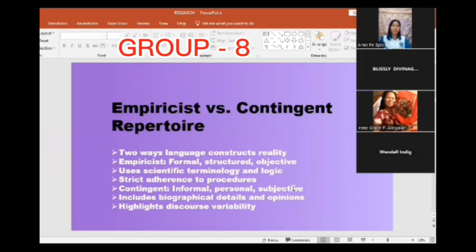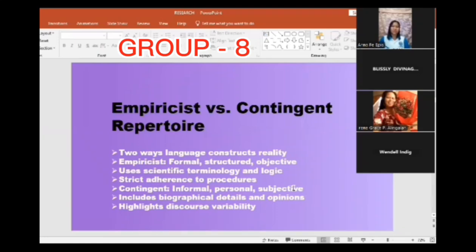This style presents science as objective and fact-based. It uses scientific language and procedures, focusing on methodological rather than personal descriptions of the research. It presents the findings as objective truths. The scientific writing tries to remove personal bias and emotions. On the other hand, the contingent repertoire is informal and more personal.